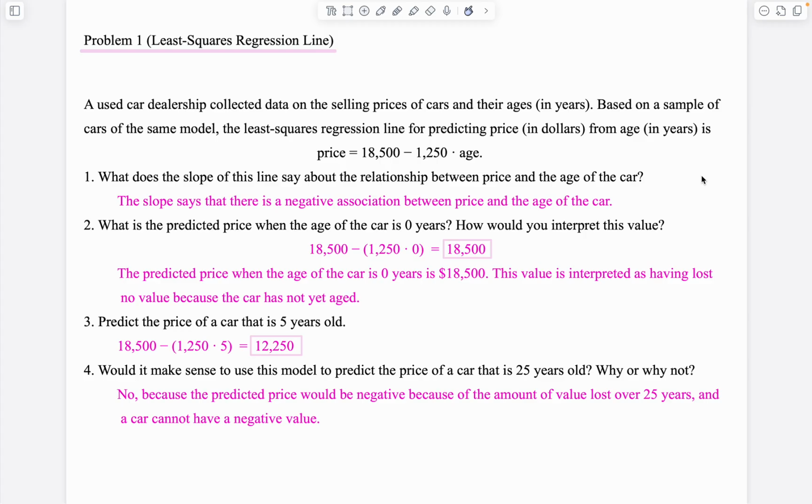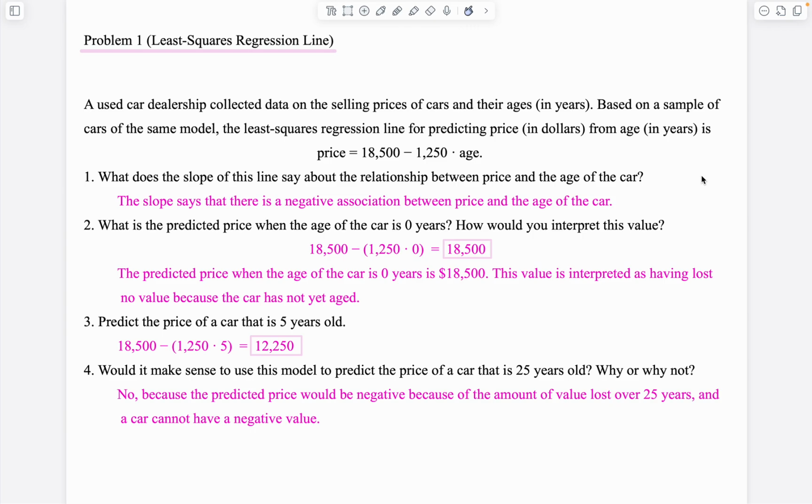Problem 1 says, a used car dealership collected data on the selling prices of cars and their ages in years. Based on a sample of cars of the same model, the least squares regression line for predicting price in dollars from age in years is price equals 18,500 minus 1,250 times age.